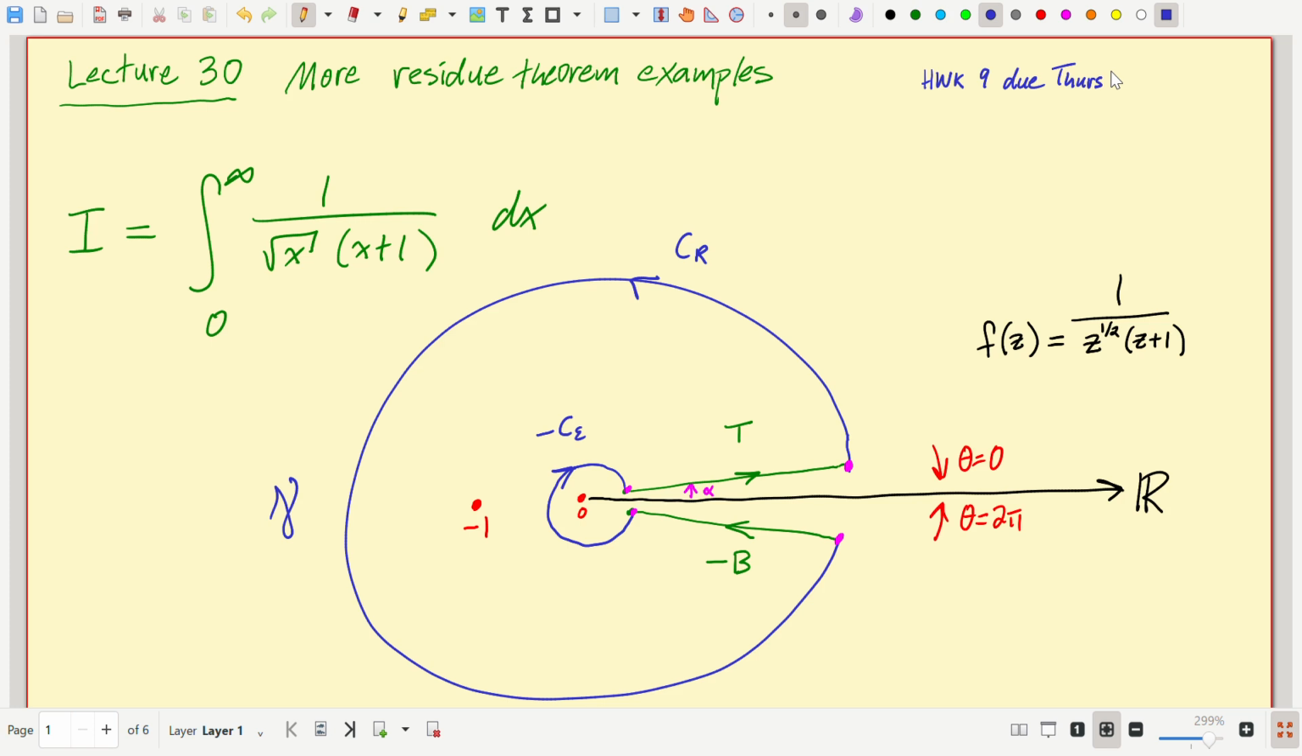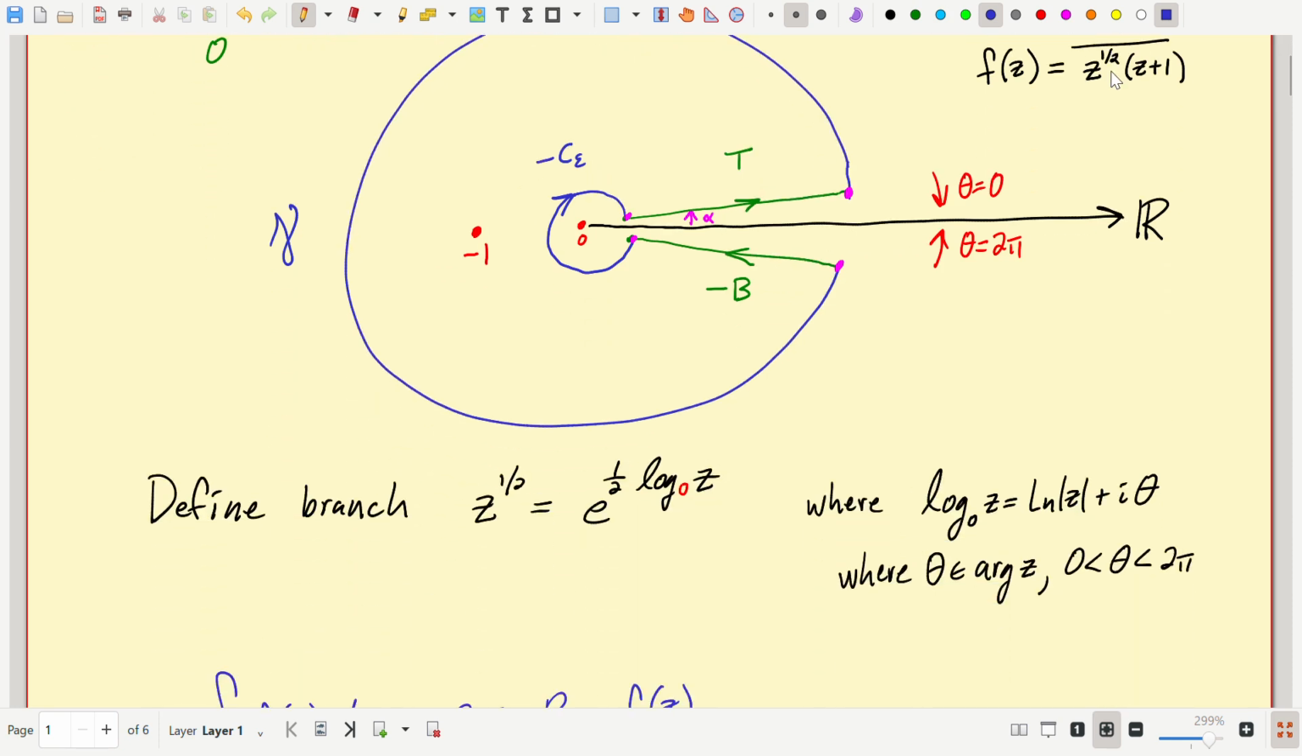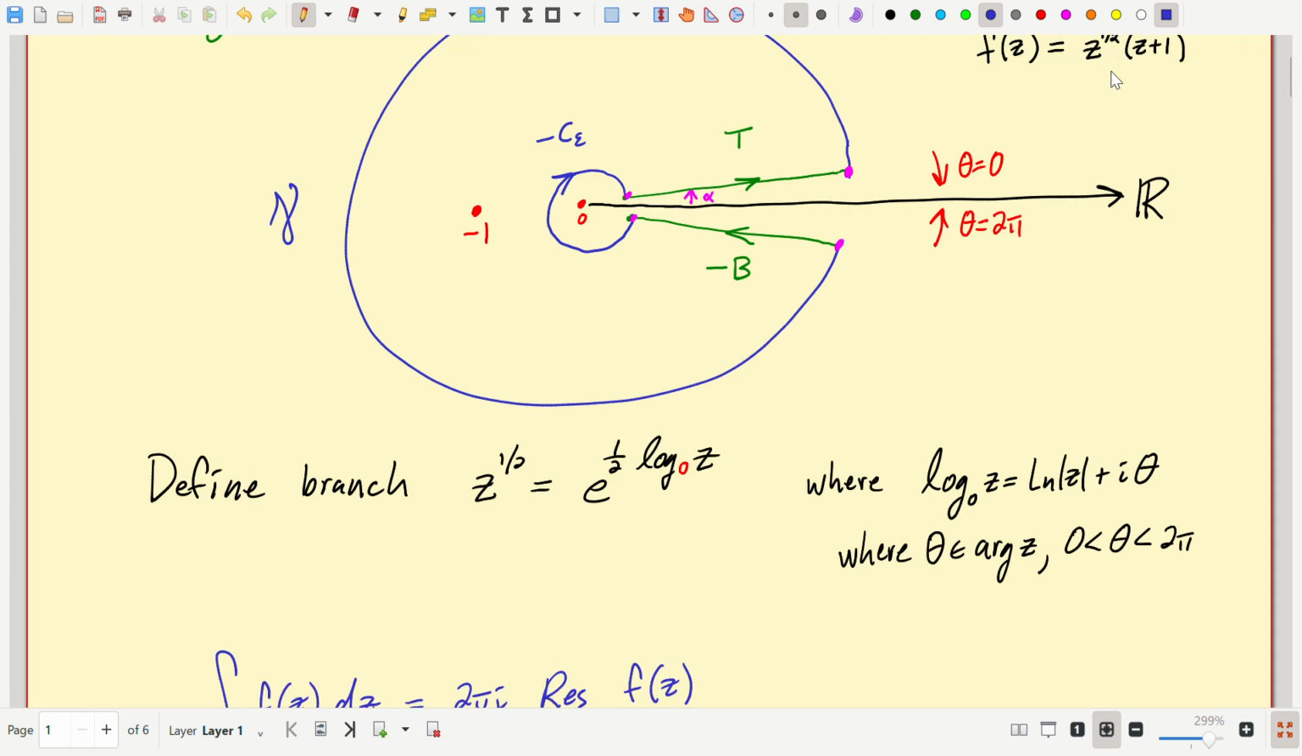So I'm applying the residue theorem on that curve gamma, which is a simple closed curve, and there's a single pole inside. My f of z is 1 over z to the 1/2, and I've defined that branch last time, times z plus 1 in the denominator. So when z is equal to minus 1, it has a simple pole at that point. And last time, the branch I'm using is the one that goes out the real axis there. Call that log 0 because the angle goes from 0 to 0 plus 2 pi. And so there is the definition of the function, z to the 1/2.